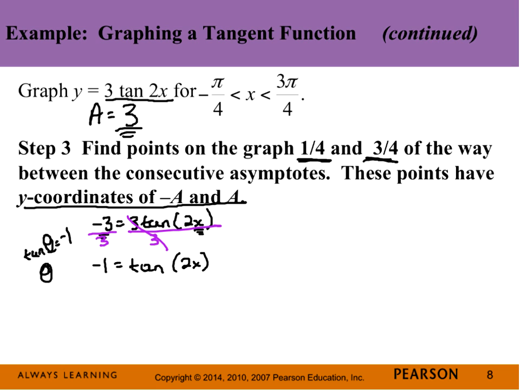And I figure out that theta has to be equal to negative pi over 4 for the tangent to be equal to negative 1. So if I replaced this 2x here with negative pi over 4, I'd get negative 1. That means that 2x has to be equal to negative pi over 4, because that's what would give me a negative 1 tangent value. Have I lost you, or are you good, Roy?